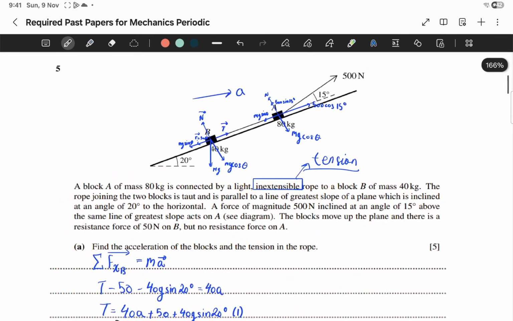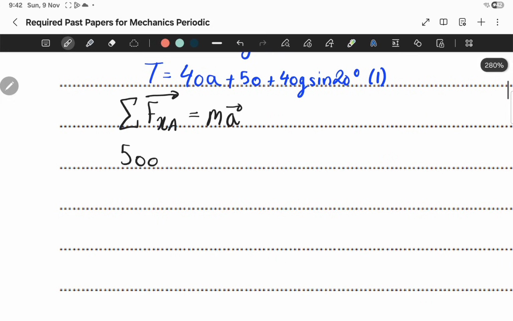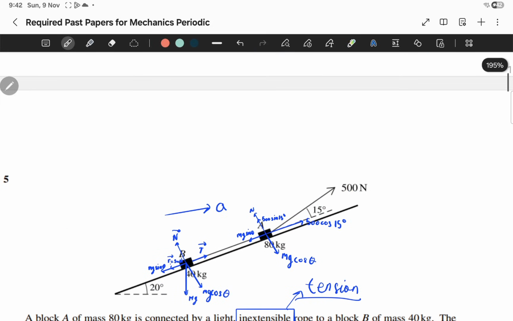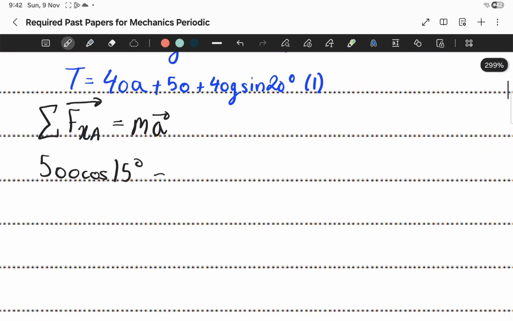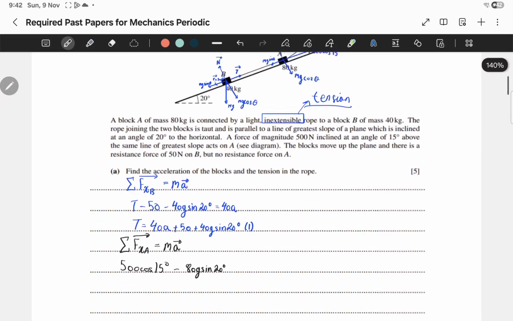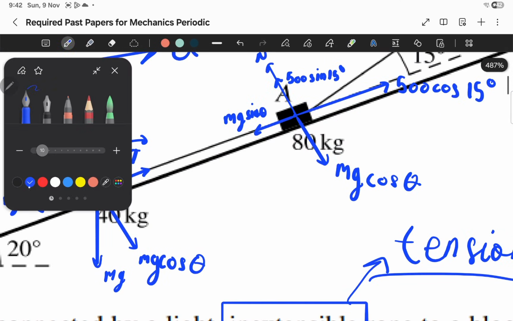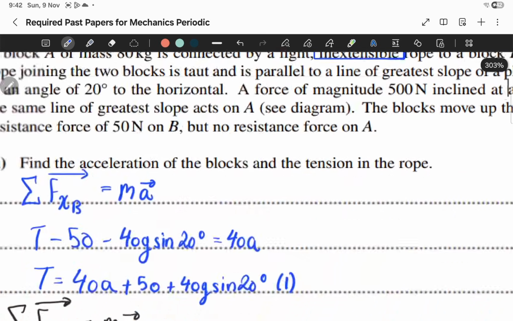So for A, for the x-axis, we have 500 cosine 15 minus mg sine theta. So we're going to write 80g sine 20 degrees, minus the tension, because look, oh, I forgot to draw it here. Yeah, so we also have tension here, right? Because again, it's between these two strings. So we're going to write tension here. I forgot to resolve it. Okay, it's fine though, it's fine.